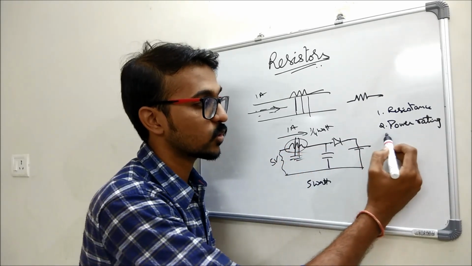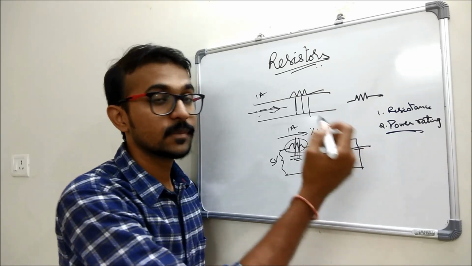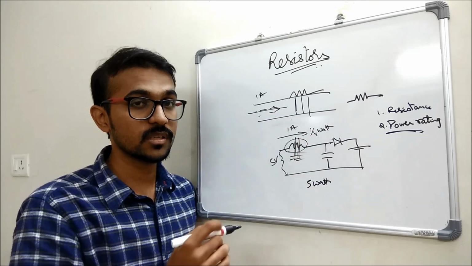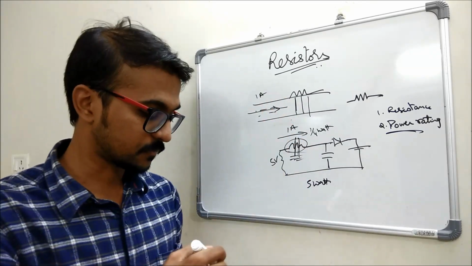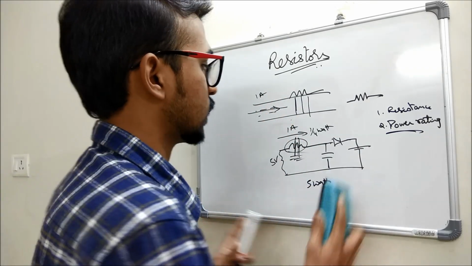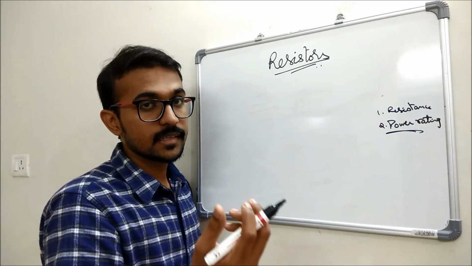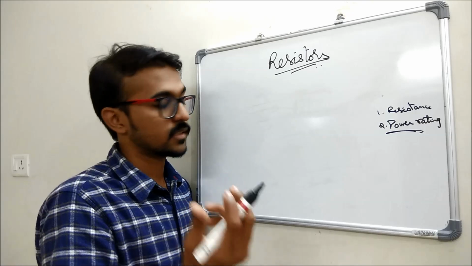For this reason, the power rating of the resistor should be similar to the power rating of your circuit. Next, coming to the resistance value. The resistance of a resistor is decided based on the color coding of the resistor.